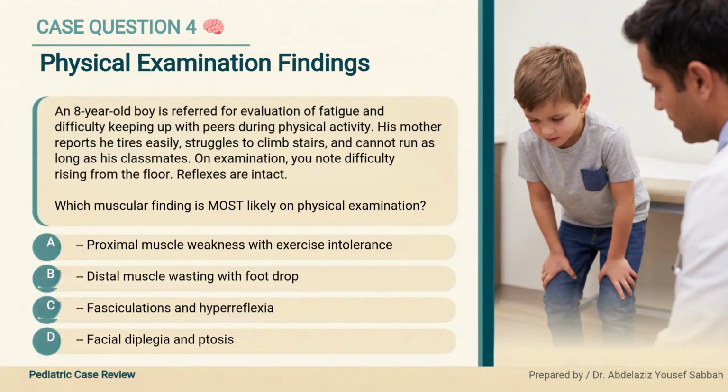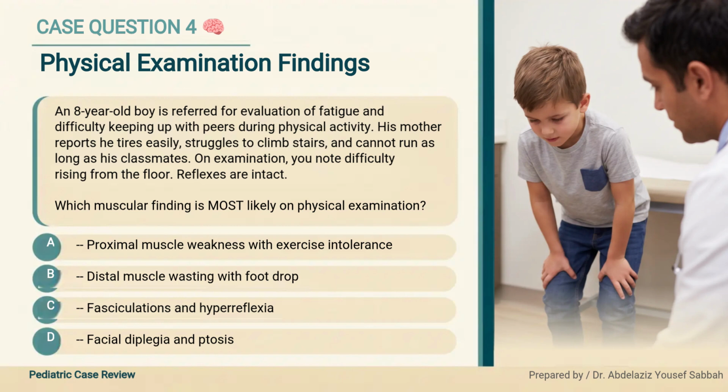Our fourth case. An 8-year-old boy is referred for evaluation of fatigue and difficulty keeping up with peers during physical activity. His mother reports that he tires easily, struggles to climb stairs, and cannot run as long as his classmates. On examination, you note difficulty rising from the floor. Reflexes are intact. The question is, which muscular finding is most likely on physical examination?